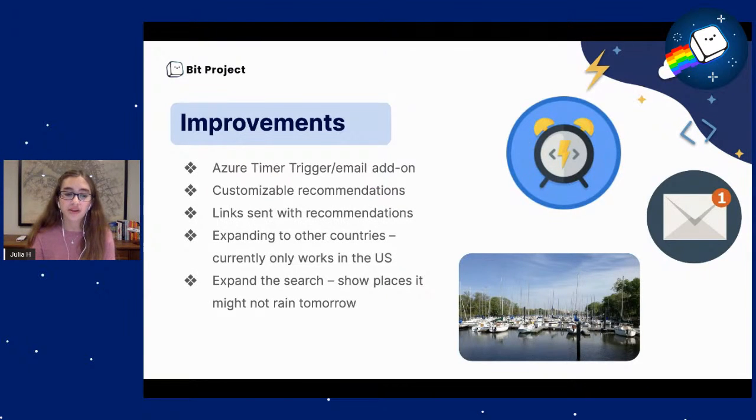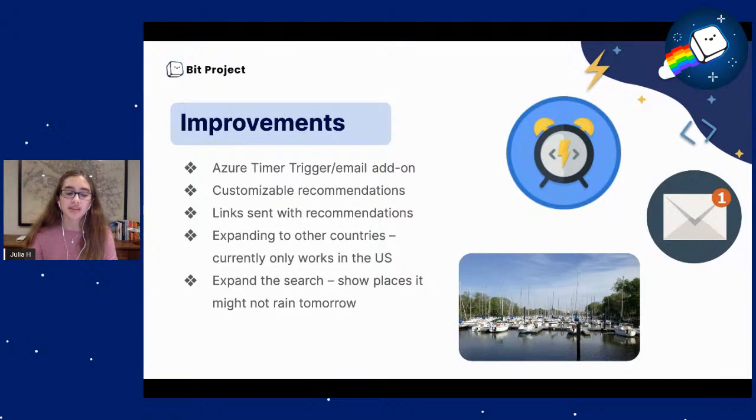Also expanding it to other countries. Currently, it works only in the US because of the API that I chose. I'd either have to upgrade or find a different API. I feel like OpenWeather was really great, and the API was really easy to work with, so I would just upgrade.